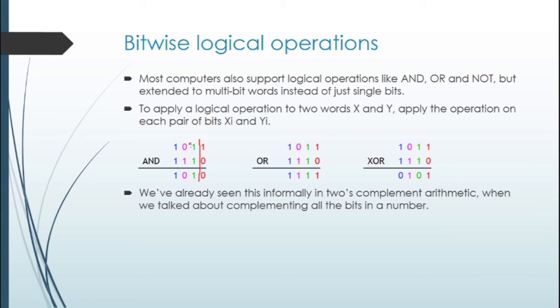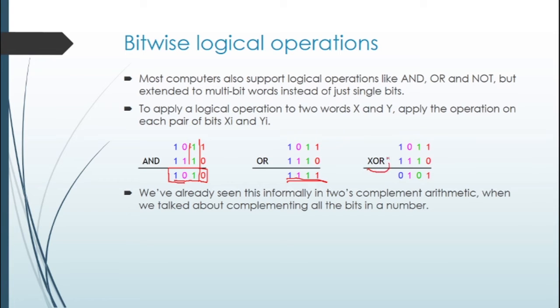Between 1 and 1 the result will be 1, between 0 and 1 it will be 0, and between 1 and 1 it will be 1. So this is your bitwise AND result for the 4 bits of these two numbers. Similarly, bitwise OR is the OR operation on the corresponding bits of the input numbers. Between 1 and 0 the result will be 1, and all the bits are ORed according to their positions.